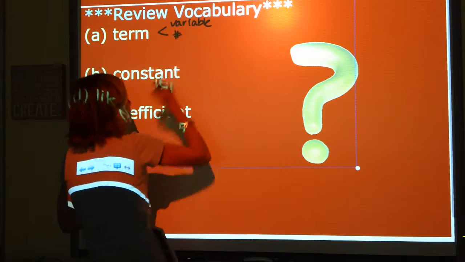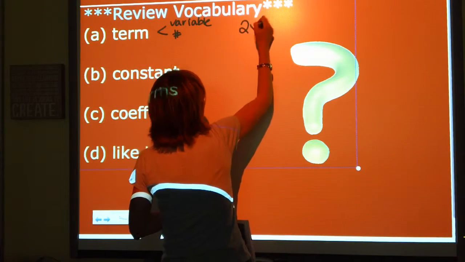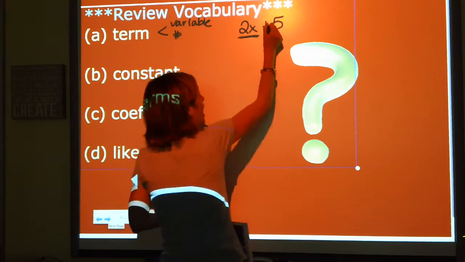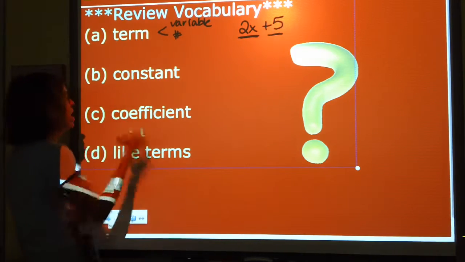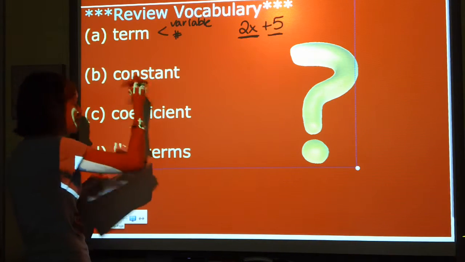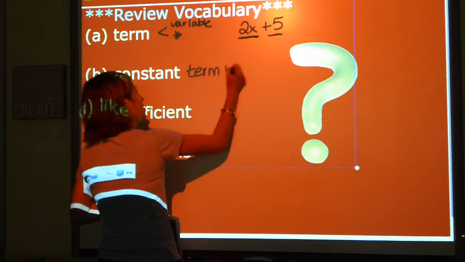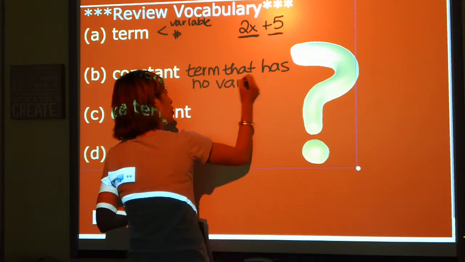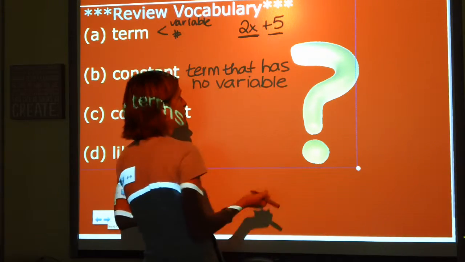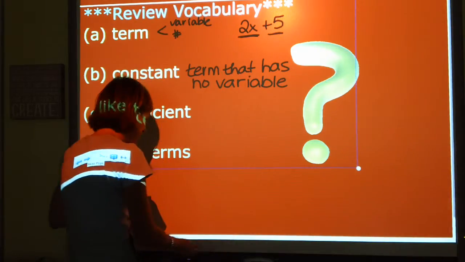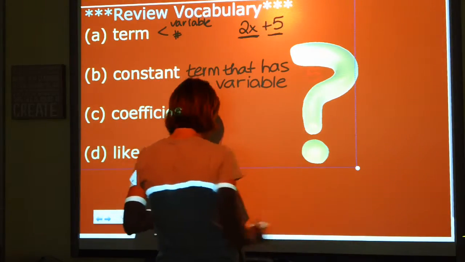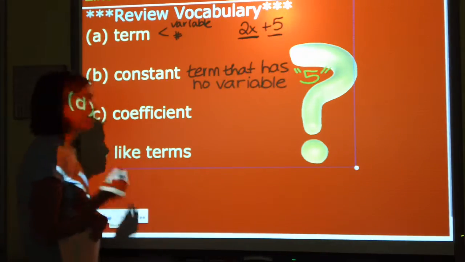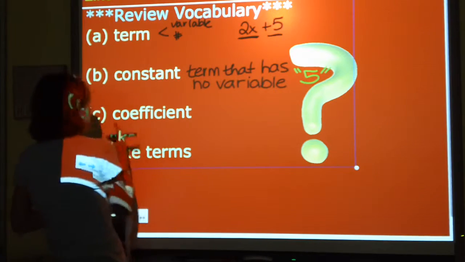Or a number, okay, or a constant. But I would say, if I gave you 2x plus 5, that this expression has two terms. This is a term, and this is a term of the expression, okay? A constant, by definition, is a term that has no variable. So in this example, 2x plus 5, the constant would be 5, something that can't change.